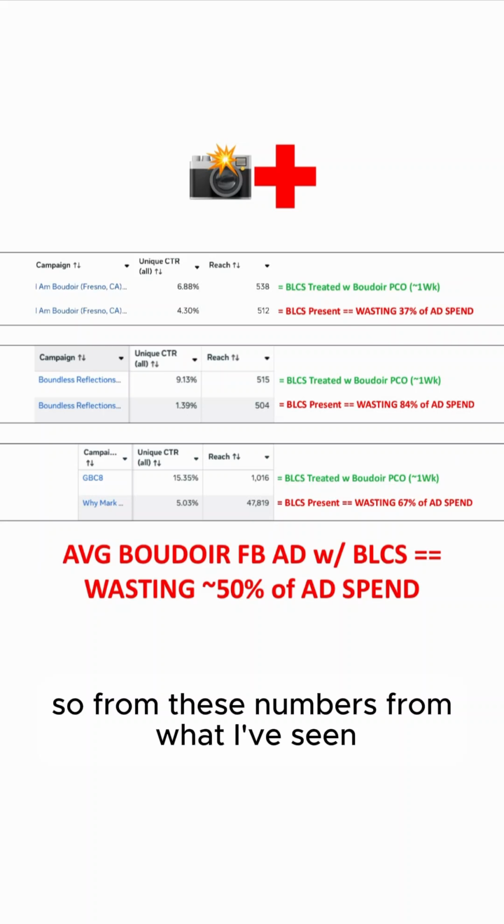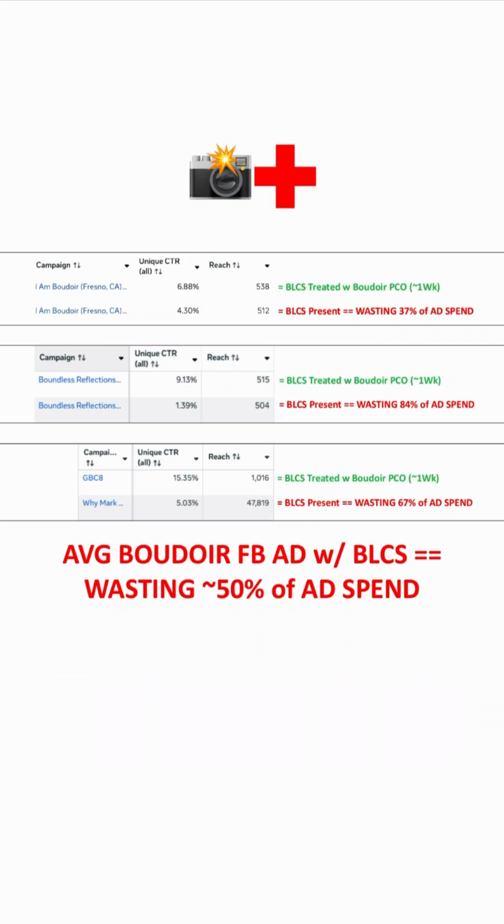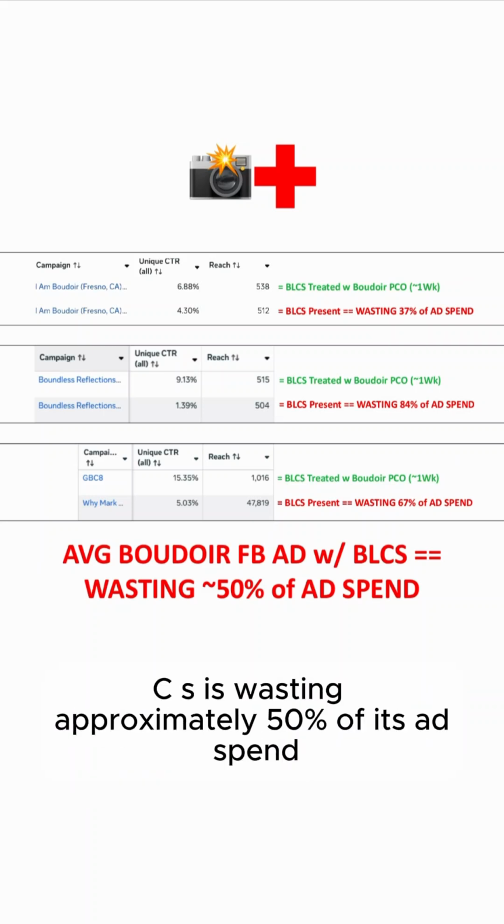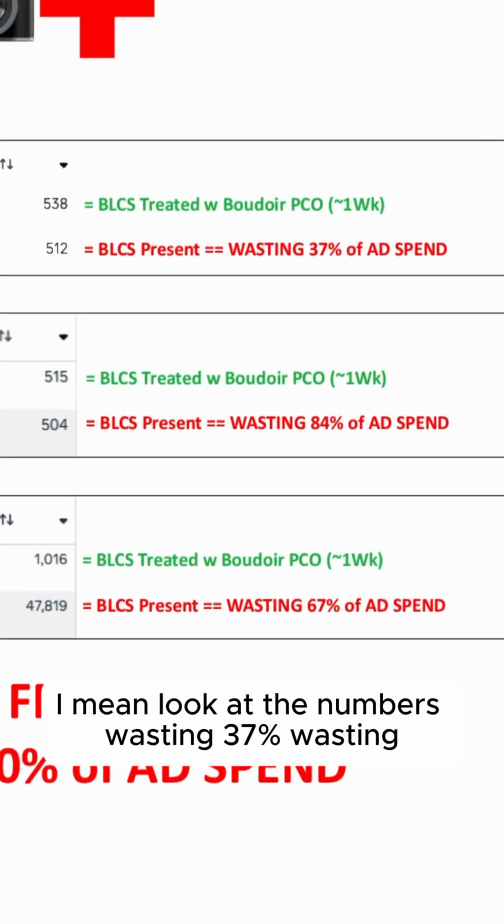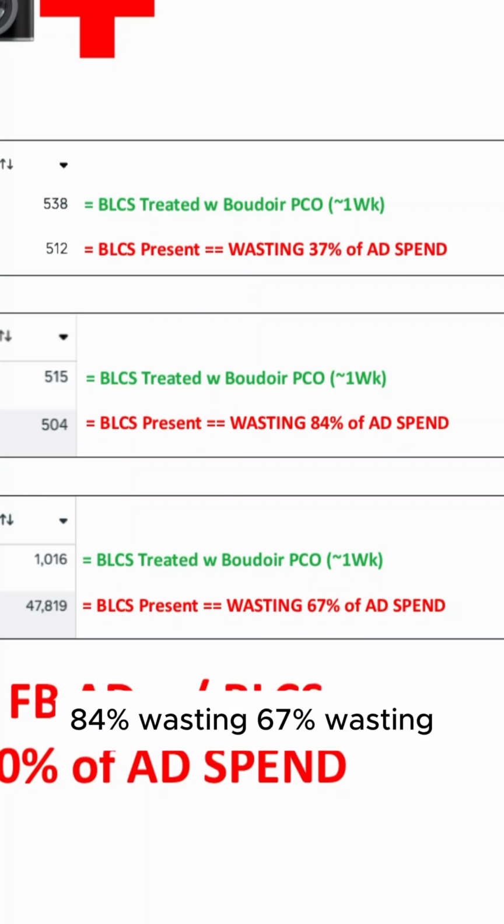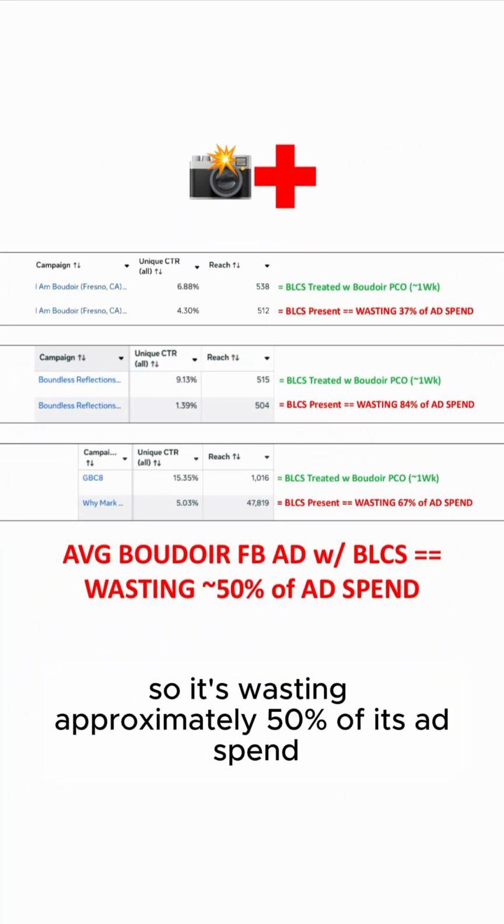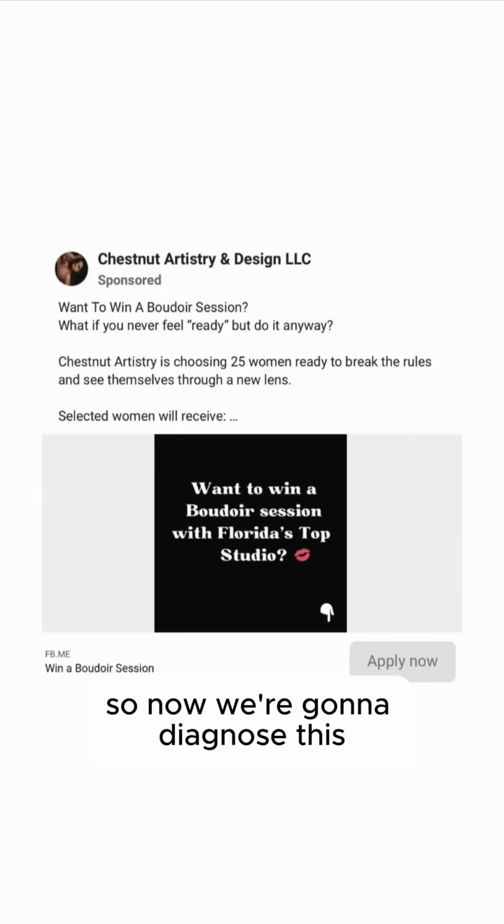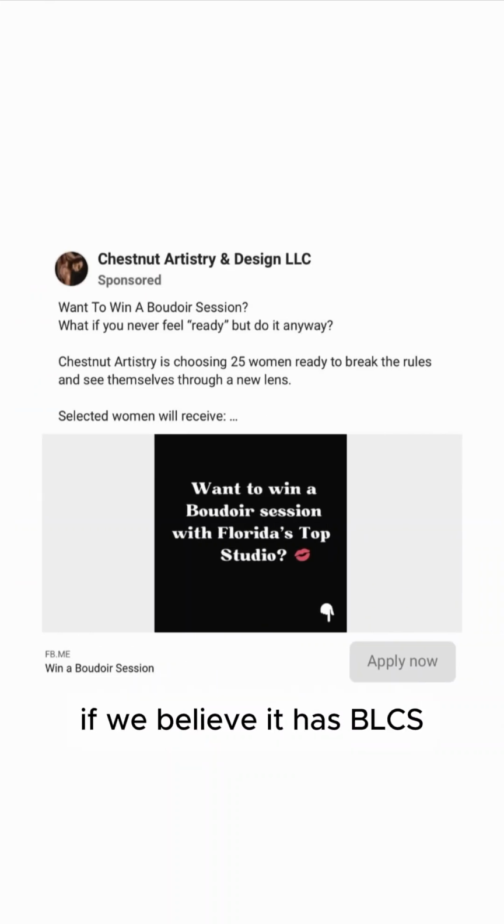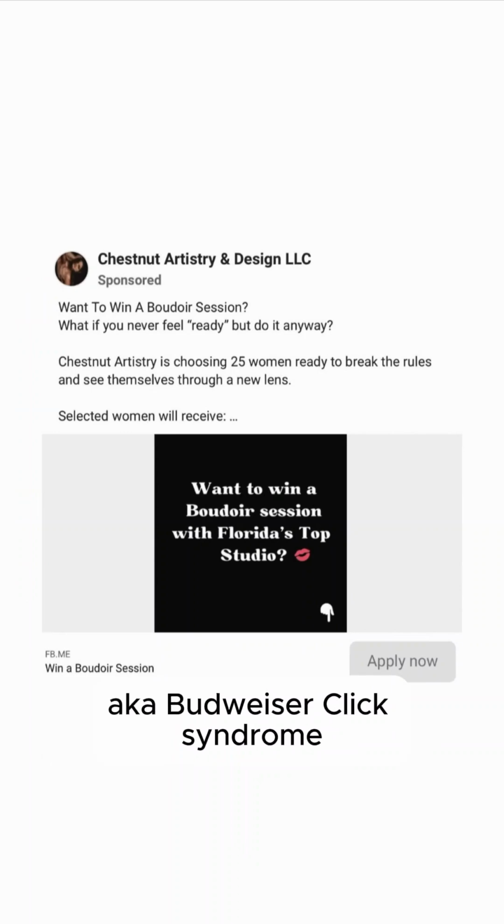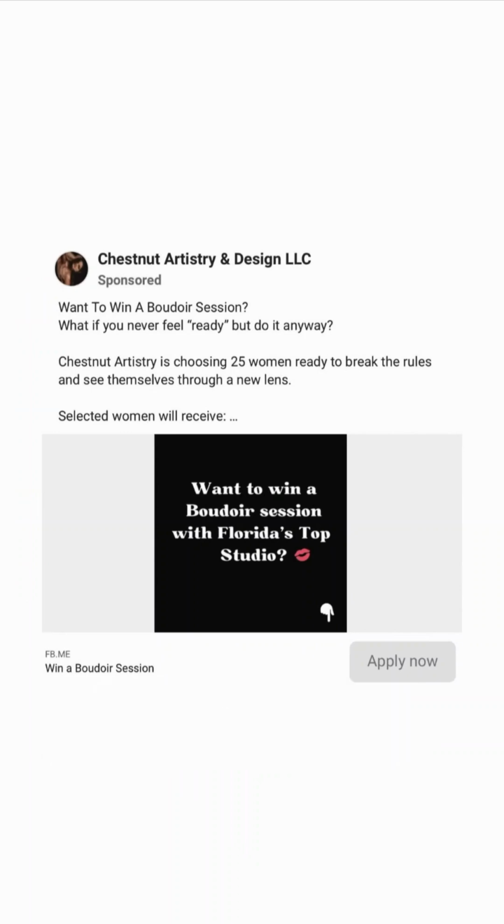So from these numbers, from what I've seen, the average boudoir Facebook ad with BLCS is wasting approximately 50% of its ad spend. I mean, look at the numbers: wasting 37%, wasting 84%, wasting 67%, so approximately 50% of its ad spend. Now we're going to diagnose this if we believe it has BLCS, aka boudoir low click syndrome.